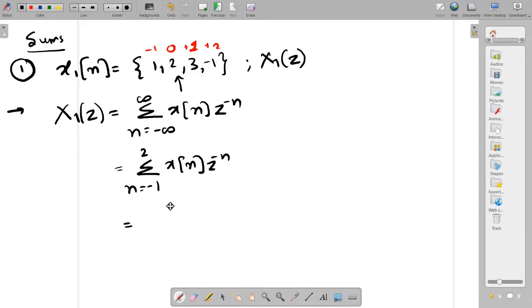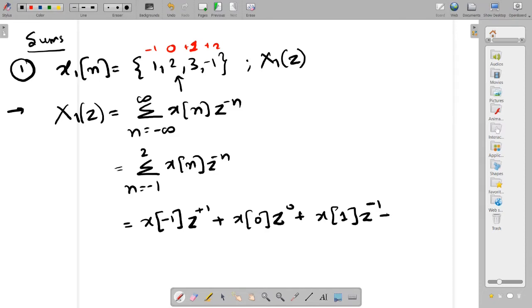Alright, so n has different values: minus 1, 0, 1 and 2. So I will just expand this summation for you. For the first value of n as minus 1, x of minus 1, z to the power of plus 1, plus next value of n is 0, x of 0, z raised to 0, right? Next value of n is 1, x of 1, z to the minus 1, sorry. Next is for n equal to 2, x of 2, z raised to minus 2.